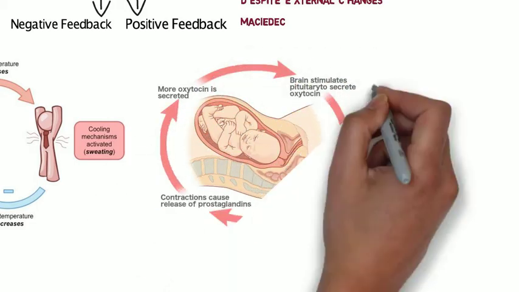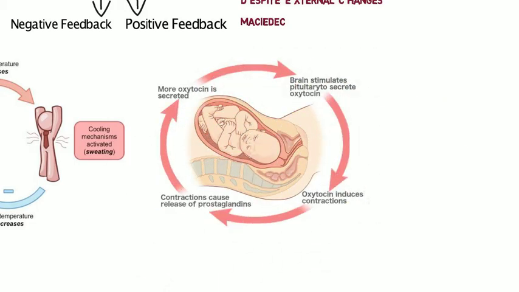What about positive feedback then? Well, positive feedback is more interesting because here, this is an example of childbirth. What happens is oxytocin is released. Oxytocin is produced by, I believe, the posterior pituitary, but we will cover that in the next video. The oxytocin released by the pituitary gland induces contractions. These contractions cause release of prostaglandins, which causes more and more oxytocin to be secreted. More oxytocin being secreted causes more contractions, and more contractions cause more oxytocin.